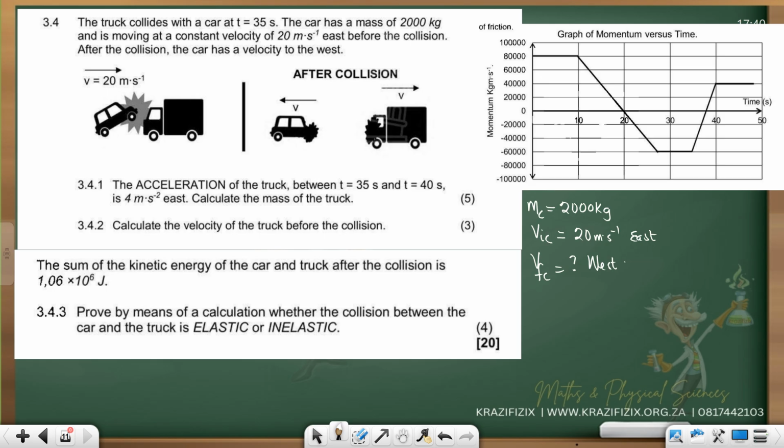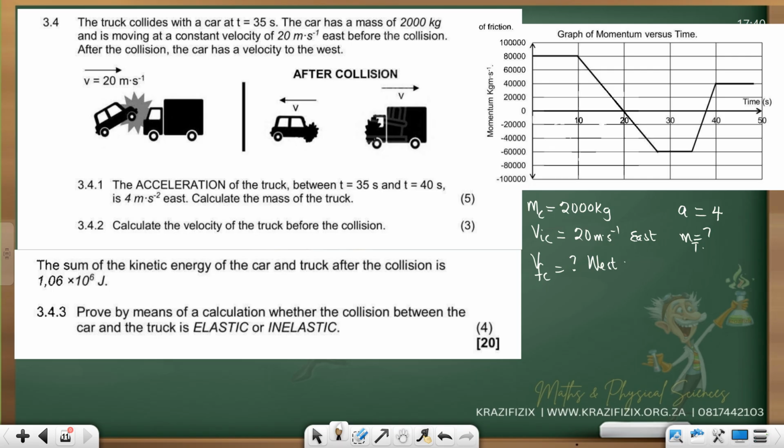The acceleration of the truck between T35 and T40, that is during the time of collision, the acceleration of the truck is 4. Calculate the mass of the truck. All right, we don't know the mass of the truck. Lovely. Let's see something here. This is very, very interesting.